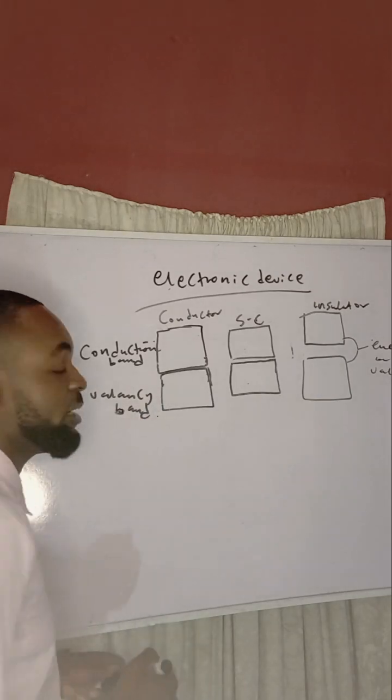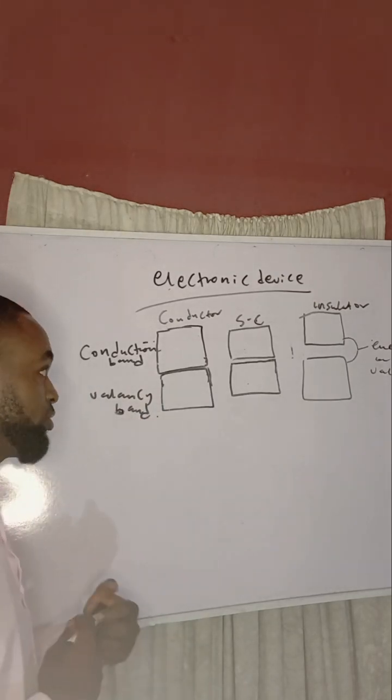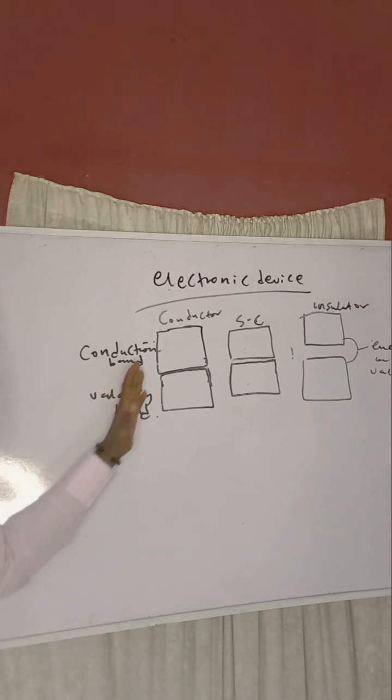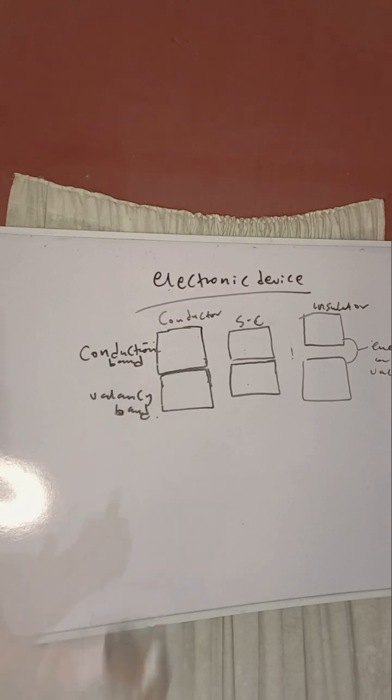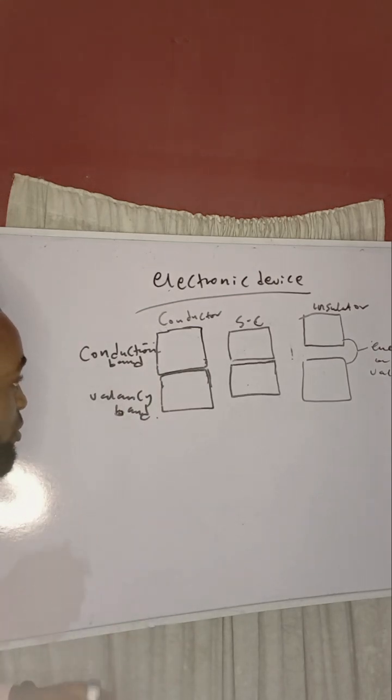So remember, the valency band is made up of individual valency electrons. So this theory is called what? The band theory. So let's go to the band theory.